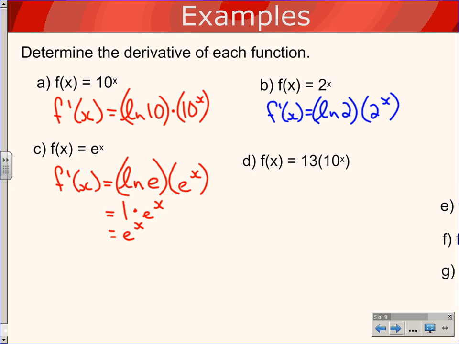Okay. So now we have to start making these a little bit more complicated. There's a constant in front. Well, that's not a big deal, because all along we've had to deal with constants in front. And we know that when we take the derivative, the constant just stays there. So the 13 stays. And then the derivative of 10 to the x was ln 10 times 10 to the x. So a constant in front isn't really a big problem.